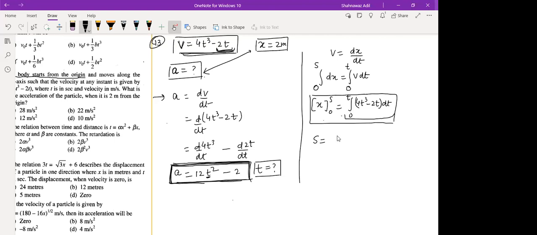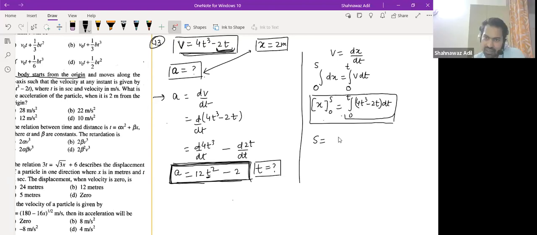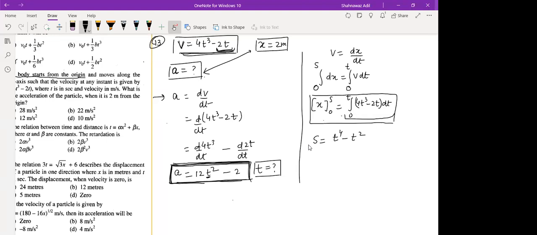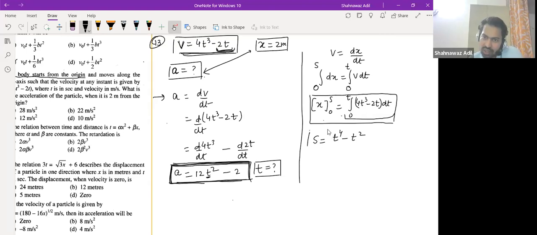That will take a little bit more time. So you check that this would be t to the 4 minus t square. Okay, this would be the integral. Is this clear? Yes, sir. Okay, so this would be the distance, right?